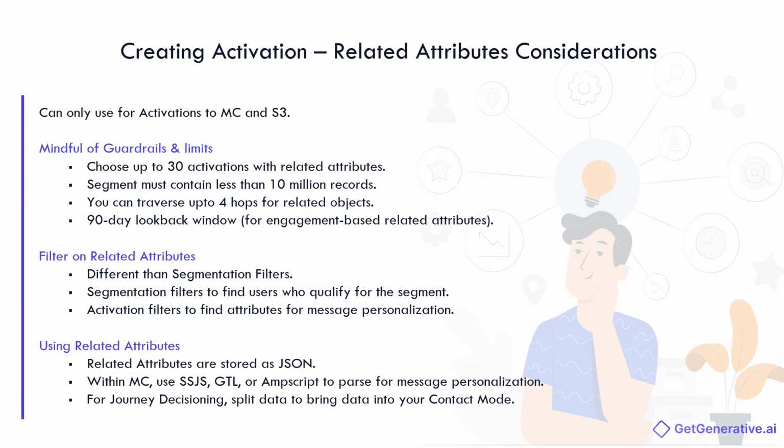You can traverse up to 4 hops for related objects. So you can go from parent case to contact identifier. Just giving an example, but you cannot go further than that. So only 4 hops are allowed.